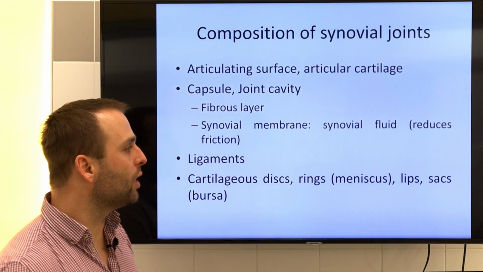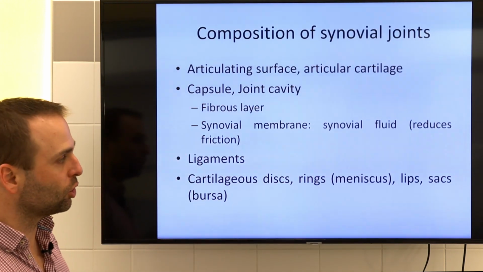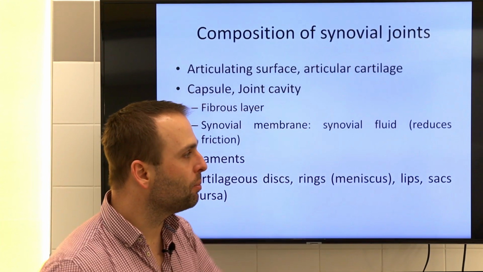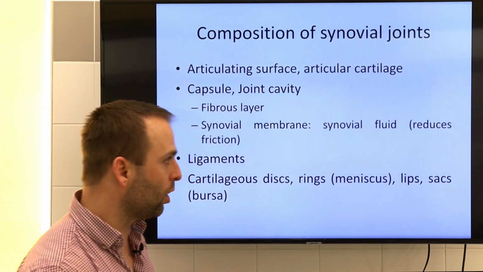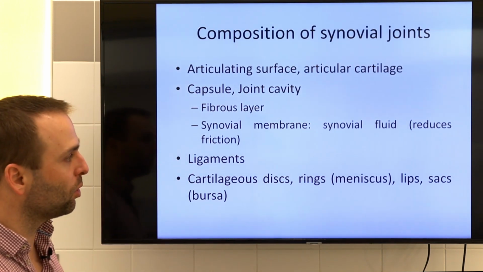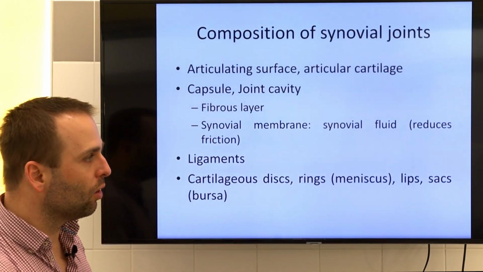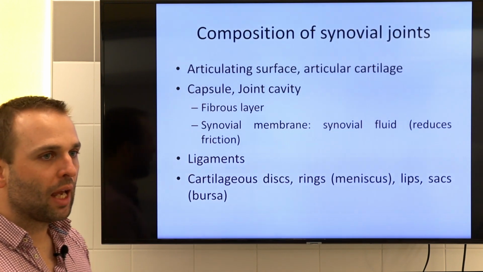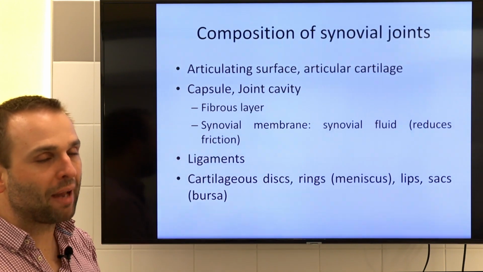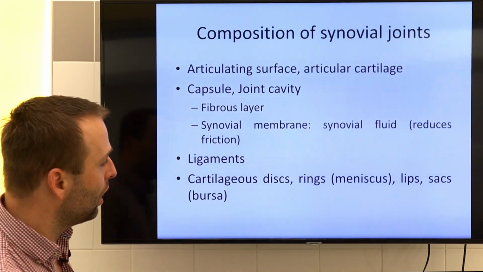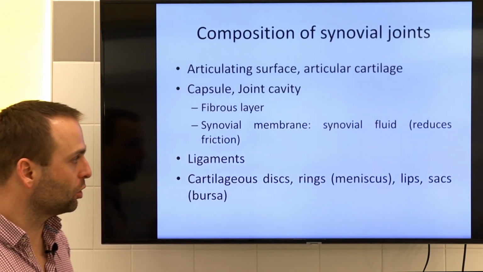Cartilage discs and rings and lips are also associated to some synovial joints. The articular lip is enlarging the articular surface of one of the connected bones. Rings and discs can even out so-called incongruency. Incongruency means the two articular surfaces do not match each other perfectly. So you can have such structures associated to joints as well.